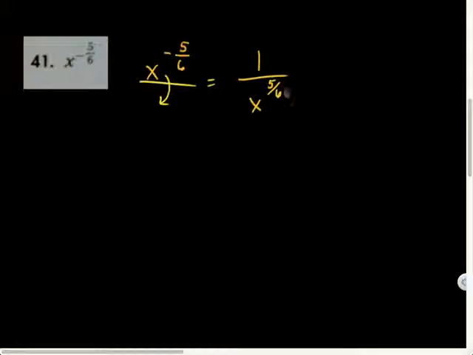And now you actually aren't allowed to have fractional exponents in a denominator. That's the same as having a radical in the denominator. So it might be easier for me to translate this into radical form. What does x to the 5/6 mean? The 6th root of x to the 5th, right? And now the question is, how do I get rid of this radical in the denominator?